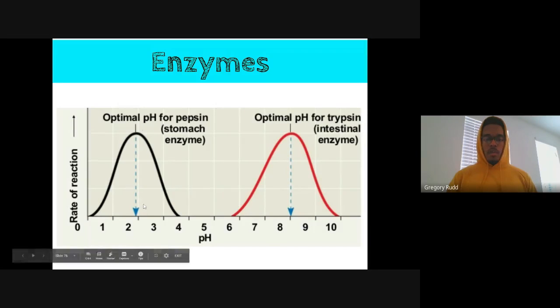Pepsin clearly prefers to work at a pH of about 2. So it likes an acidic environment. It likes to be around acids. Trypsin has an optimal pH of about 8. So it likes a more neutral, but a more basic environment.